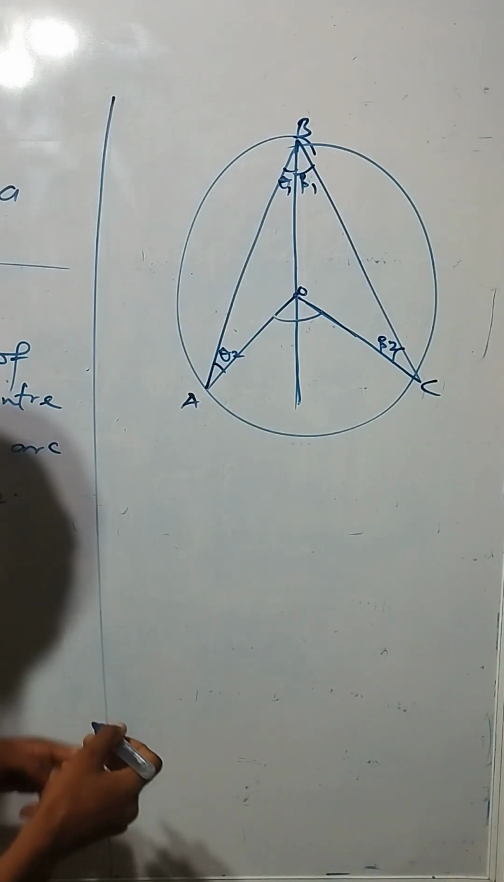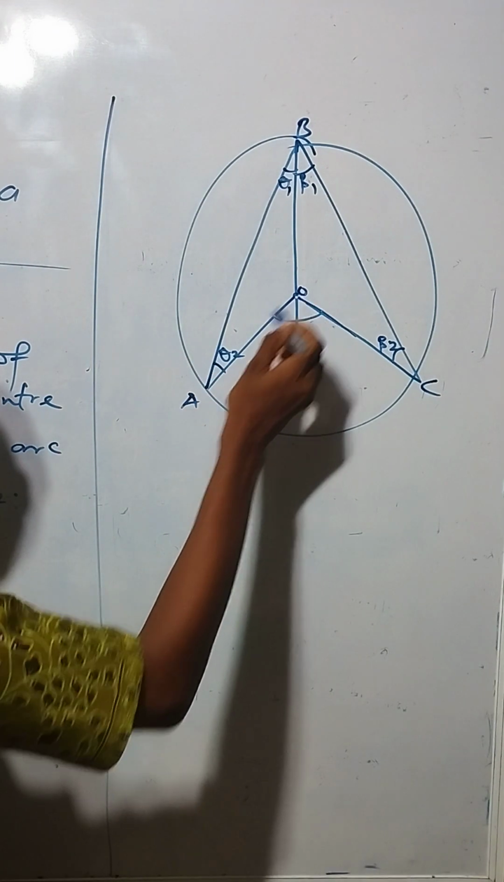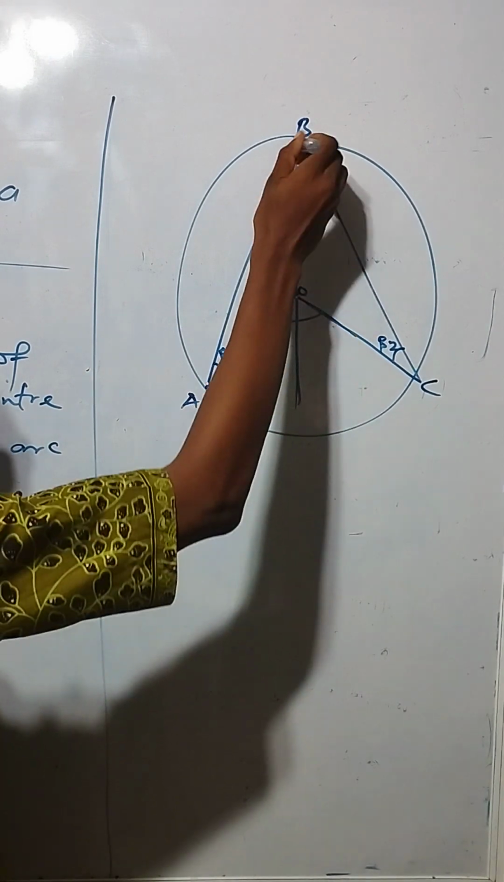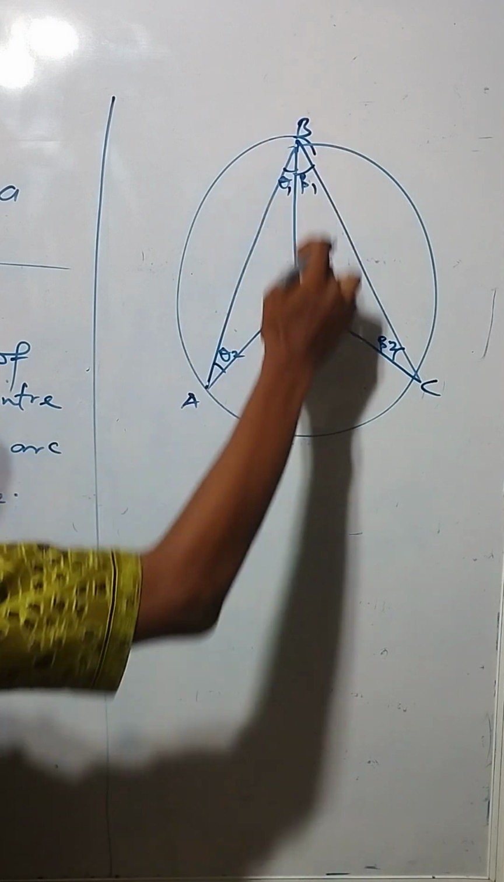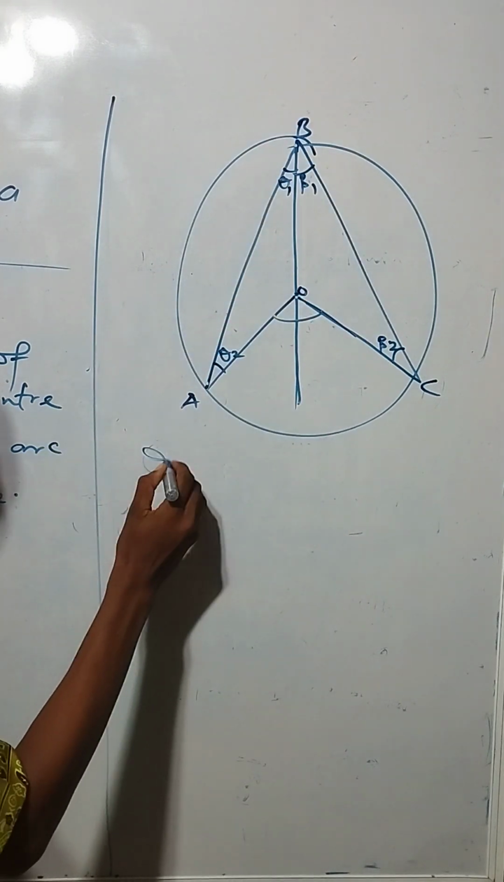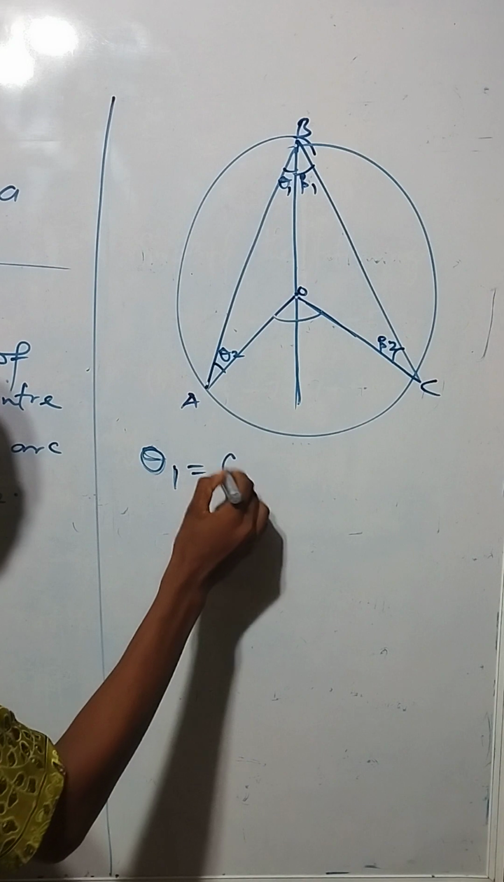That is what we are trying to show. Now, you know that from here to here is radius, and from here to here is radius. So therefore, we can say that this triangle is forming an isosceles triangle, meaning that our theta 1 is equal to theta 2.